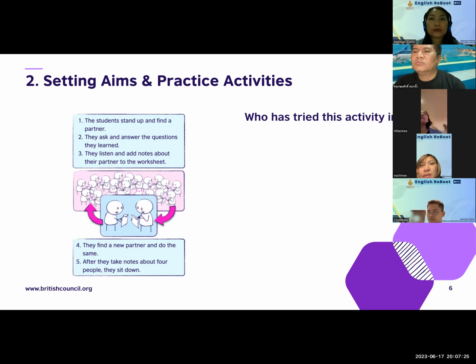So do you think that they will write long sentences, or will they only write short expressions or words, Mr. Choktui, when they do the mingle activities?